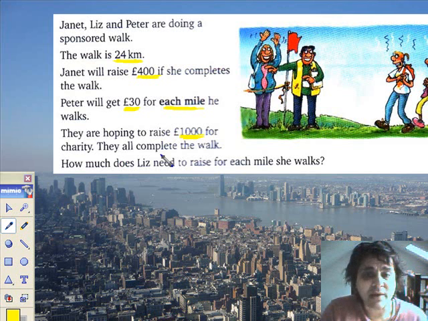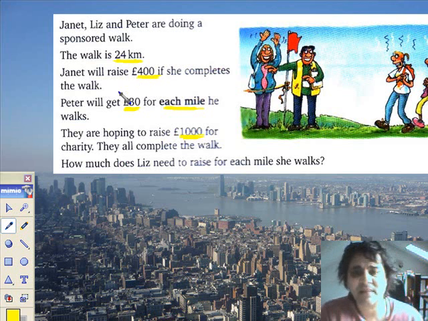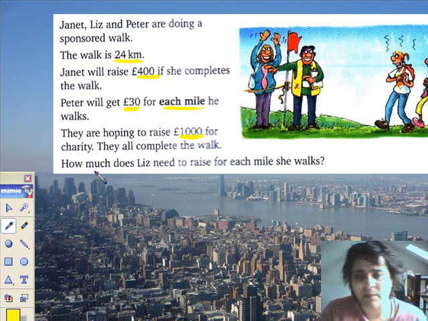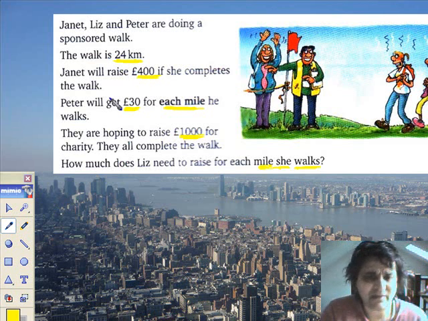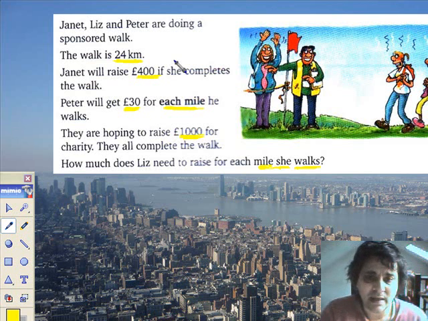They all complete the race. In other words, Janet has definitely got £400. So straight away we've got £400 towards the £1,000 target. And they all complete the race. How much does Liz need to raise for each mile that she walks? So let's take it really slowly. First, let's talk about this Peter chap. He's going to get £30 per mile. That's great sponsorship. So he's going to complete the race. So I've got to work out how many miles the 24 kilometres is.